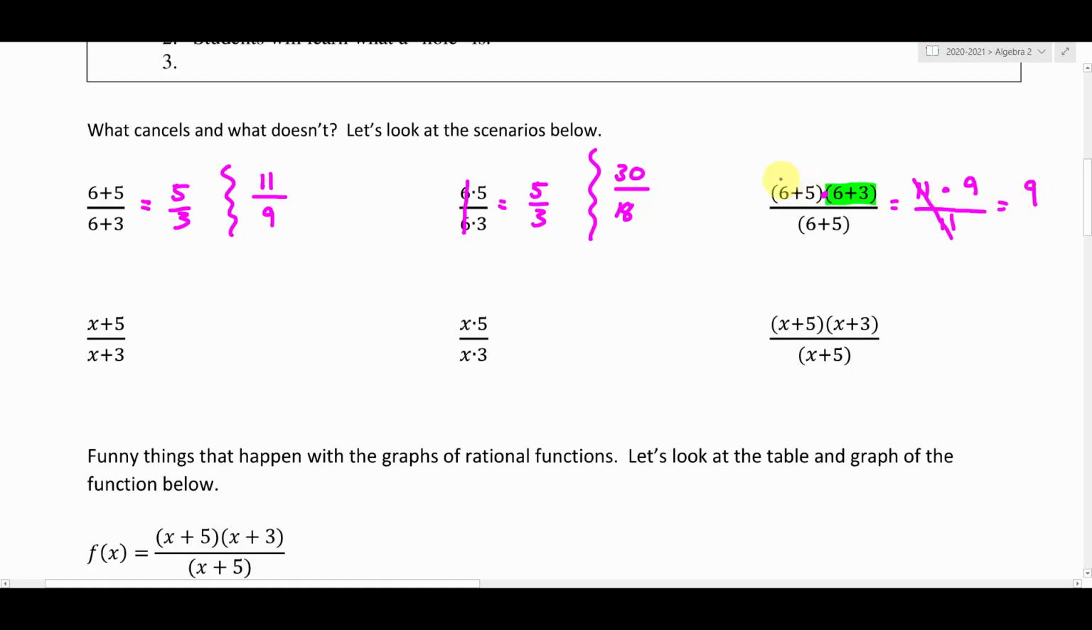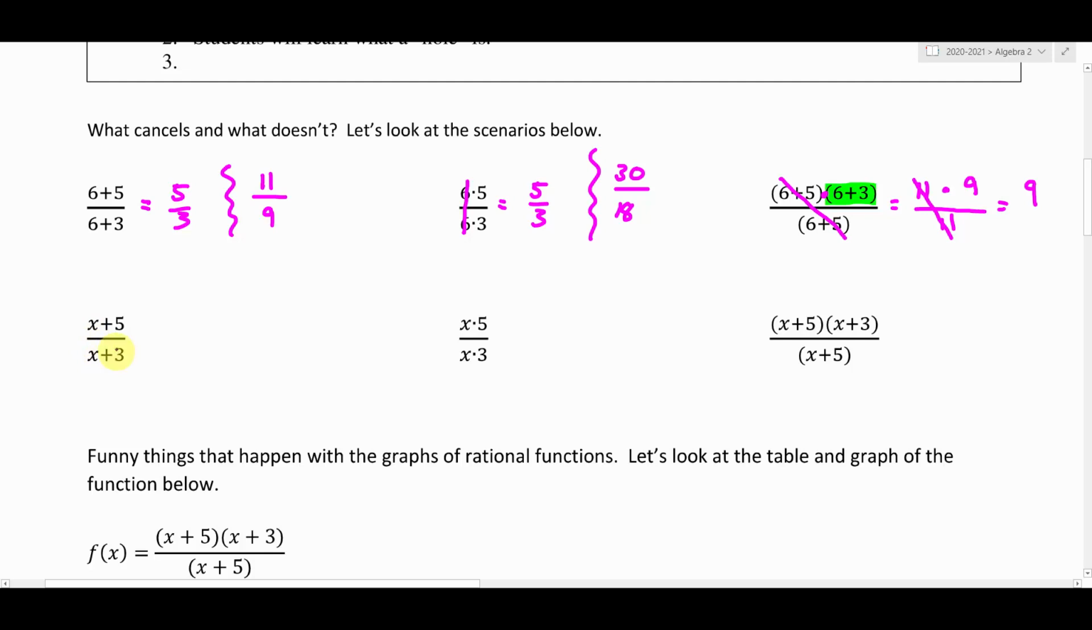Okay, so in this case, it would be okay to cancel out those 6 plus 5s, because if I did it that way, we would still just have 6 plus 3, which is 9. All right. Now, since we're in algebra, we are dealing with algebraic expressions, not just numbers, right? So you'll notice the similarity between these two expressions here, right? So we have 6 plus 5 and 6 plus 3, and down here we have x plus 5 and x plus 3.